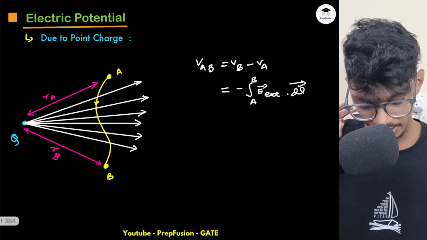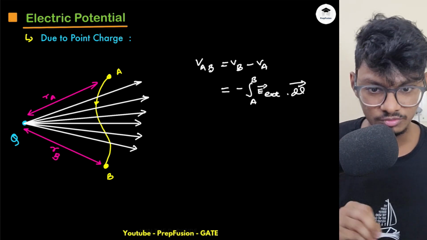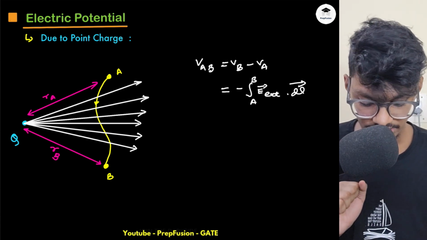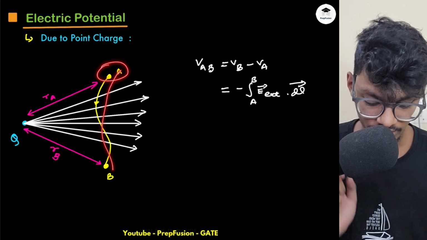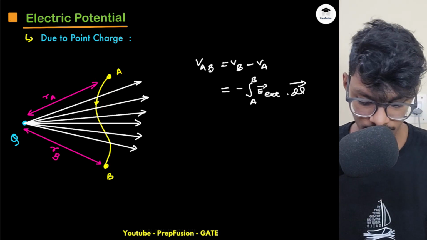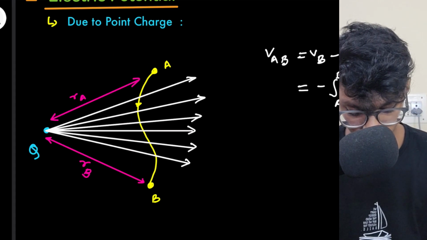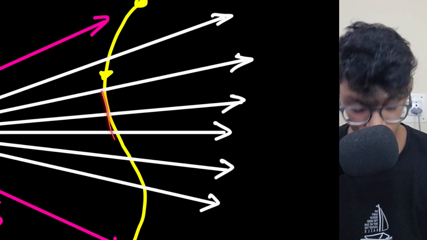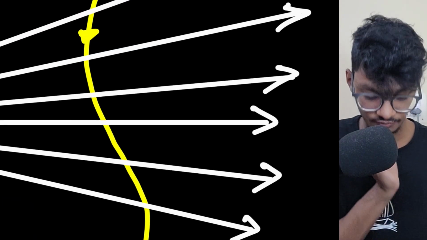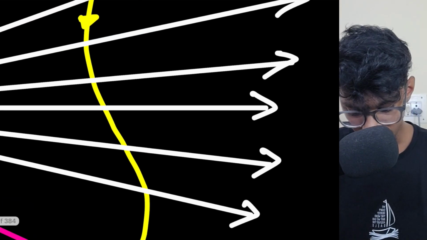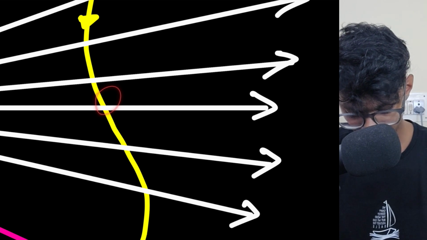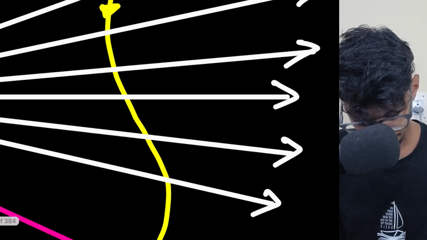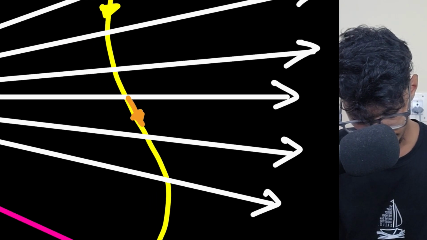So for a point charge, we already know, still I can derive. For a point charge, if I'm moving from point A to point B, what will be the potential? So potential VAB, how can I write? I'm moving this, right? For a small work done, what will be the dl? Let's say I am at this particular point. So the dl vector will be here.